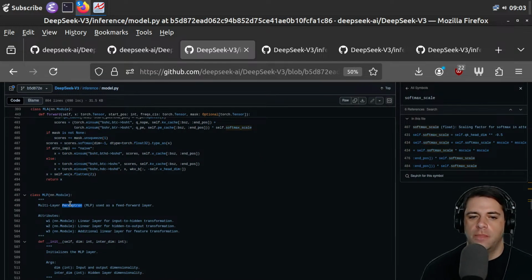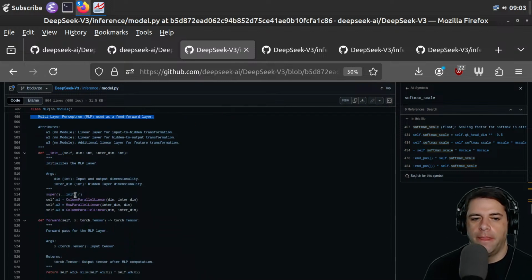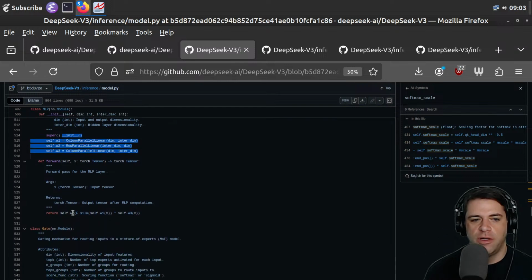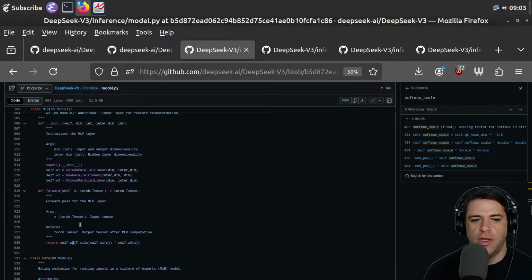So MLP should just be multi-layer perceptron. That's a relatively standard thing. They're doing some parallel stuff, as you might expect. They're taking whatever W2 is, some matrix. F, silu. Silu, I presume, is some kind of an activation function. And then these W's must just be linear maps.